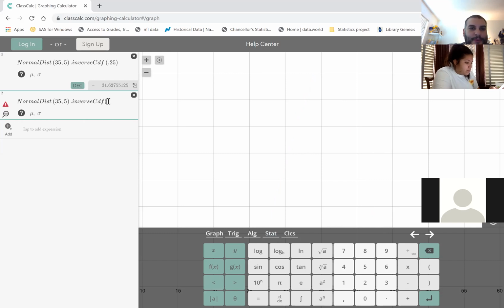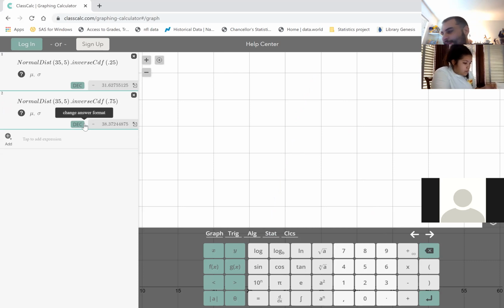So instead of putting 0.25, you put 0.75. And now if you look at it, it gives us x is equal to 38.37. All right, and that's it for part B.